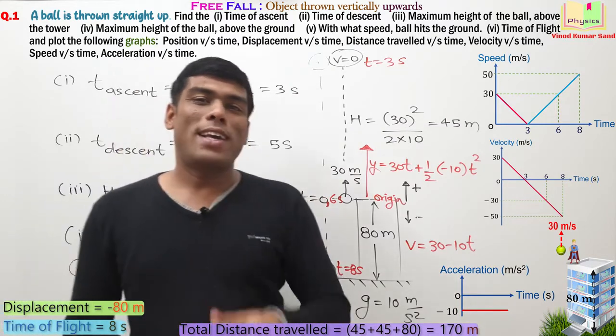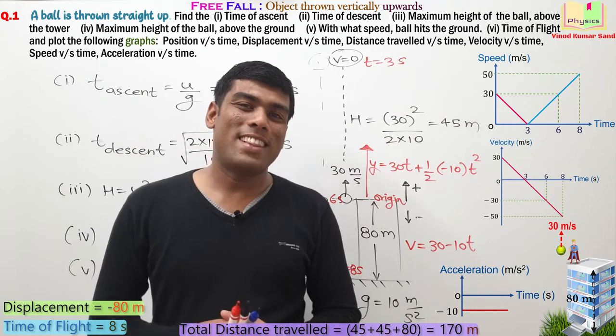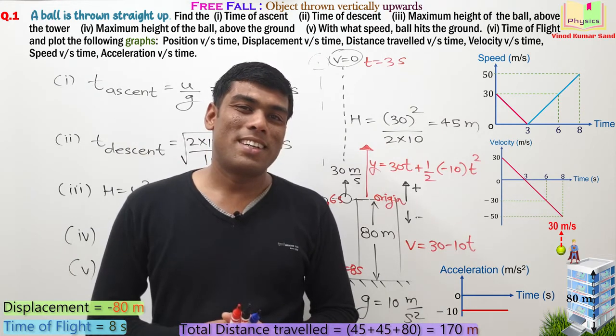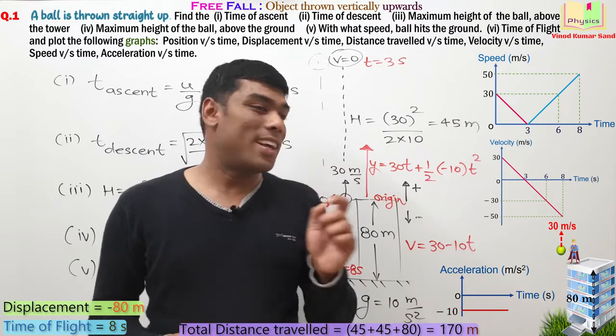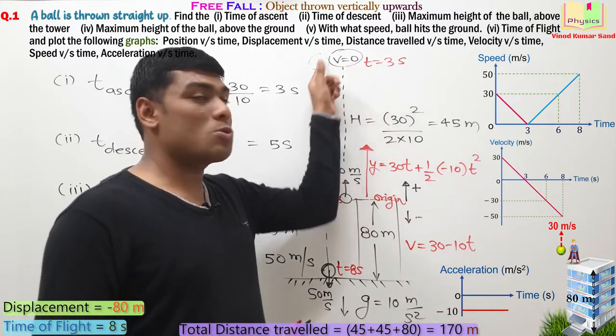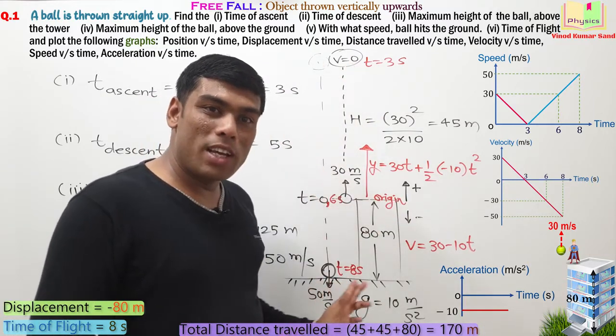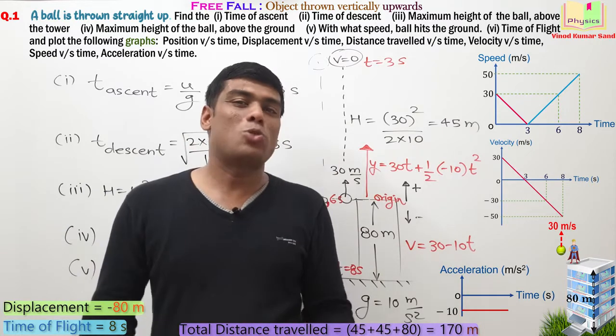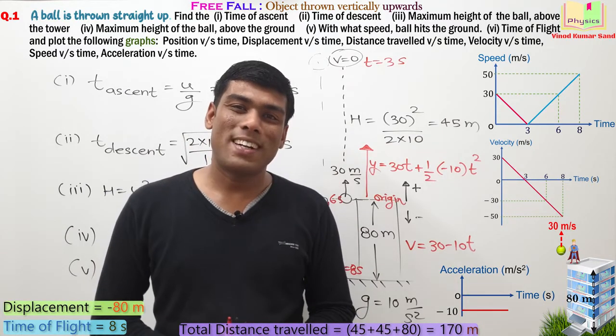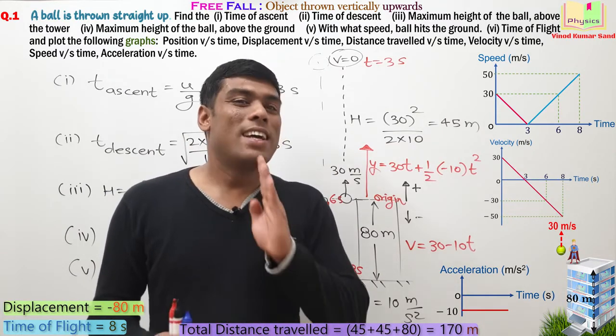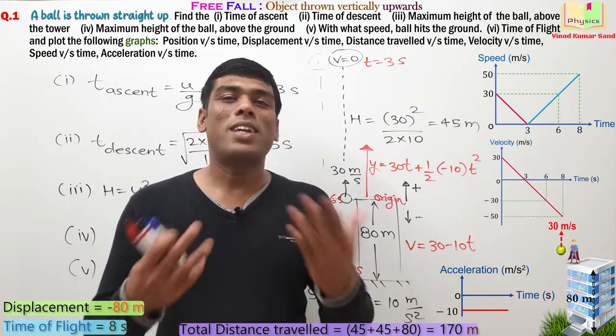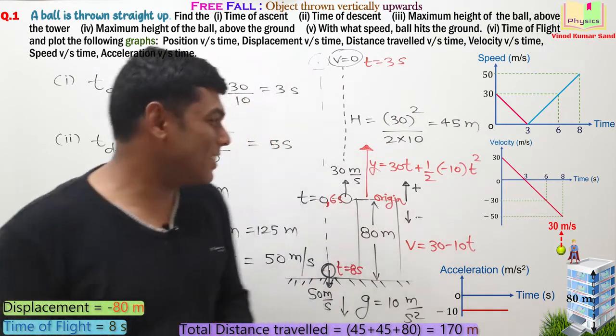Why here is the distance traveled greater than the magnitude of the displacement? The answer is simple. The particle has turned back at this moment and then kept on moving. So the distance traveled has to be greater than the magnitude of the displacement. Okay, note it down, and if you have any doubt, let me know in the chat box.